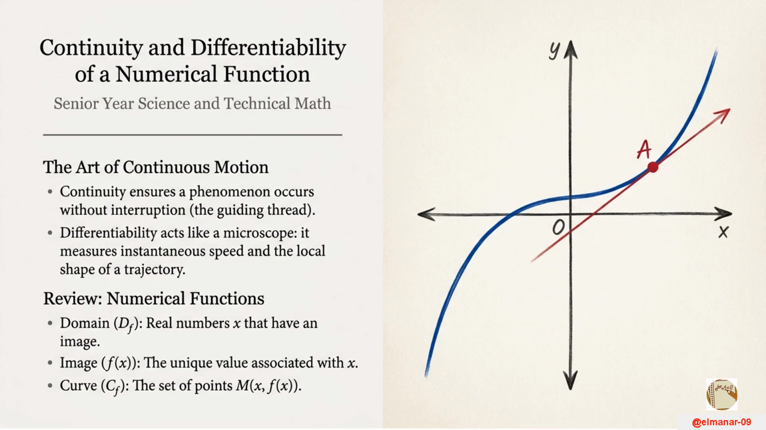Let's start with a quick refresh of our basic building blocks. The domain, which is the set of all real numbers that have an image. The image itself, the unique value associated with each input. And the curve, the beautiful set of points that represent our function visually.